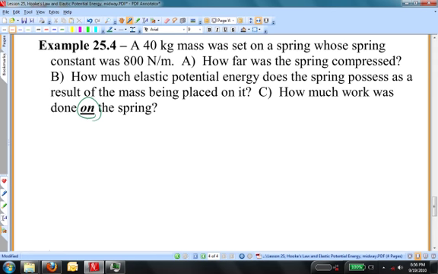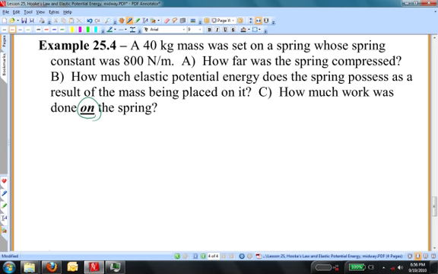Let me remind you that work is equal to force times distance, and generally the work that's done on the spring and the work that's done by the spring are going to be equal in magnitude, but opposite in sign. The sign depends on the direction of the force with respect to the displacement. Work is equal to the force times the displacement. If those forces and displacements are in the same direction, I'll have a positive amount of work. If they're in opposite directions, they'll have a negative amount of work.